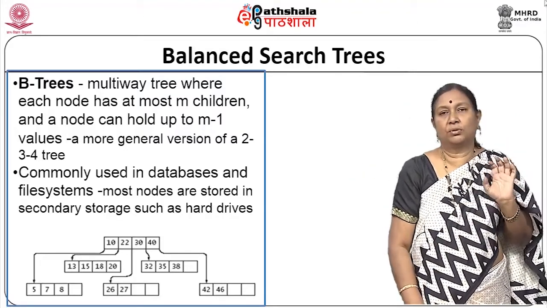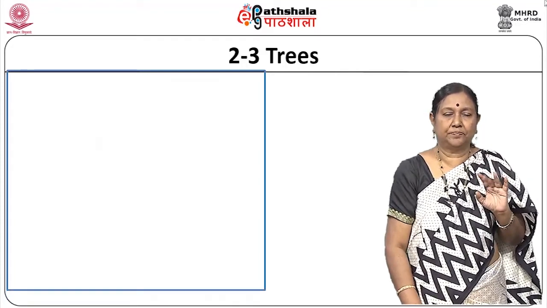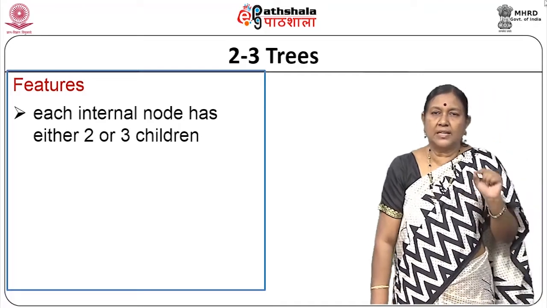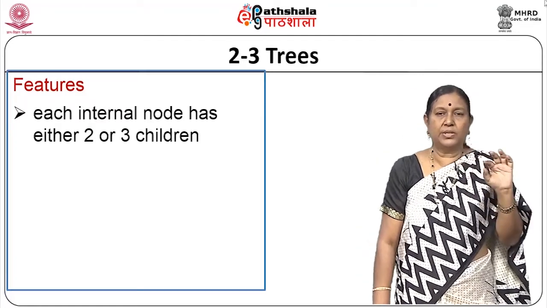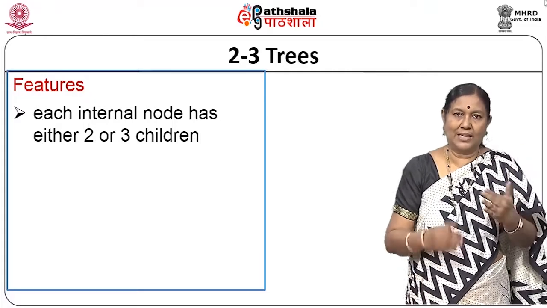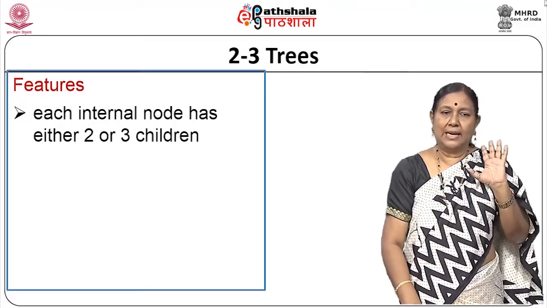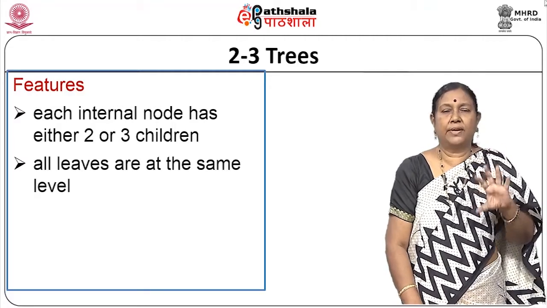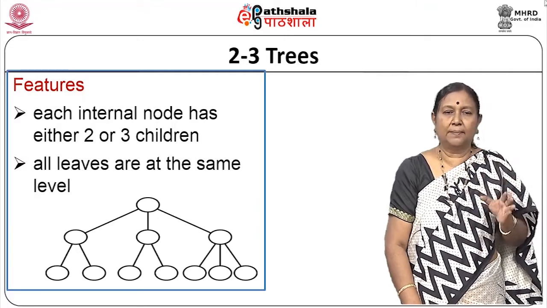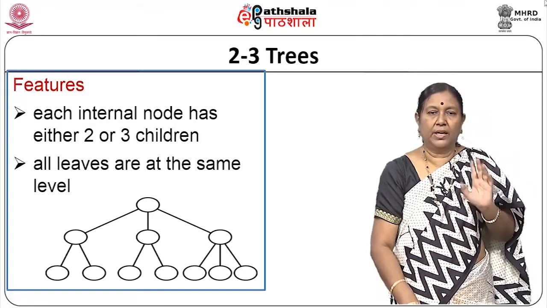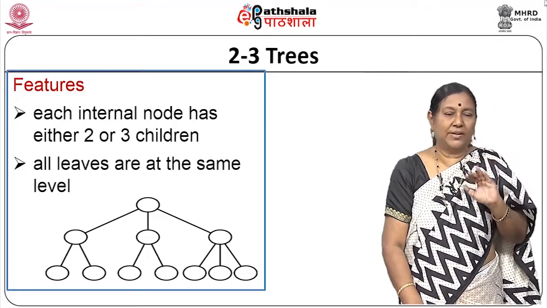Now, let us go into detail on 2-3 trees. The features of a 2-3 tree: each internal node. Here we are distinguishing between an internal node and an external node. External node means all the leaves. So, an internal node can have either 2 or 3 children, and all leaves will be at the same level. This is an example of a 2-3 tree. Details about this we will go into again.